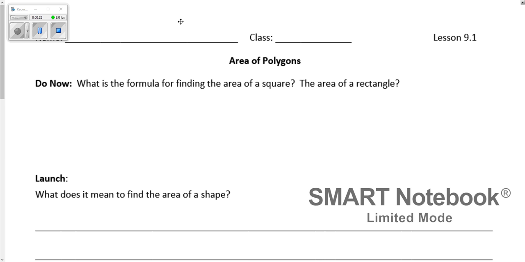So for the do now, we just want to recall what the formula is for finding the area of a square and for finding the area of a rectangle. So if you want to pause the video here and see if you remember it, write it down. As you're writing it, I'm going to draw a rectangle and a square really quickly so that I can refer to it and label it.